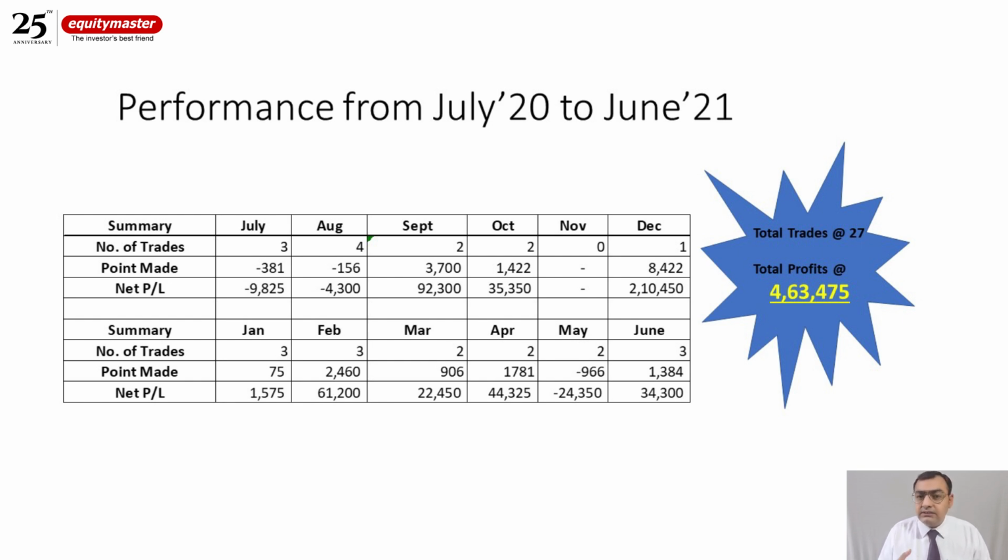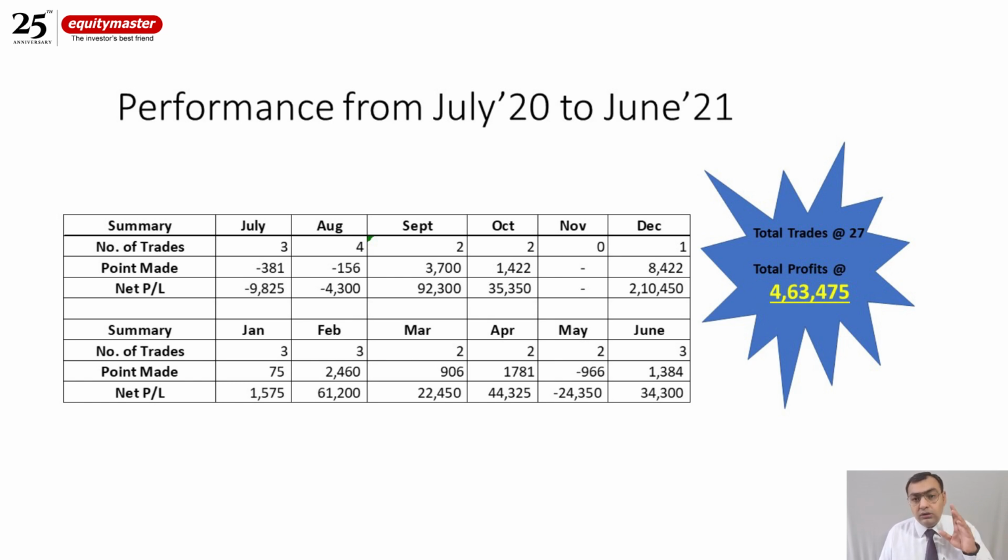So if I consider 5 lakhs as an investment, because 2.5 lakhs goes into the margin, I am still keeping a buffer of around 3 lakh rupees for my M2M. Though at no point of time has it happened that I have taken a loss of around 75,000, still I am keeping a buffer of around 3 lakh rupees. On an investment of 5 lakhs in the last 1 year, I have made a profit of around 4,63,475, and this is excluding brokerage.